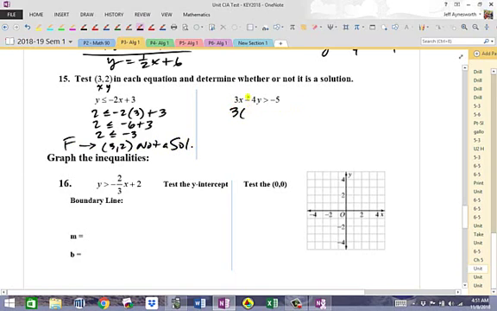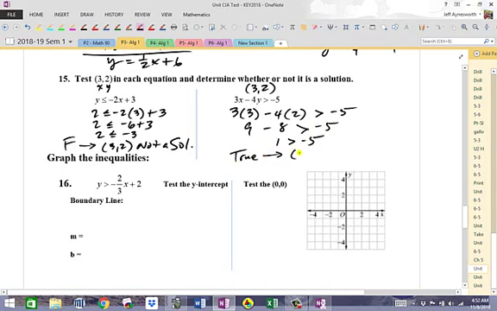Okay, so in this case, again, it's 3, 2, right? So x is 3, so 3 times 3 minus 4 times 2, is that greater than negative 5? I don't know. 9 minus 8, is that greater than negative 5? Is 1 greater than negative 5? Well, positives are greater than negatives, okay? So that's true. 1's greater than negative 5, so that tells me your test point, 3, 2, is a solution.